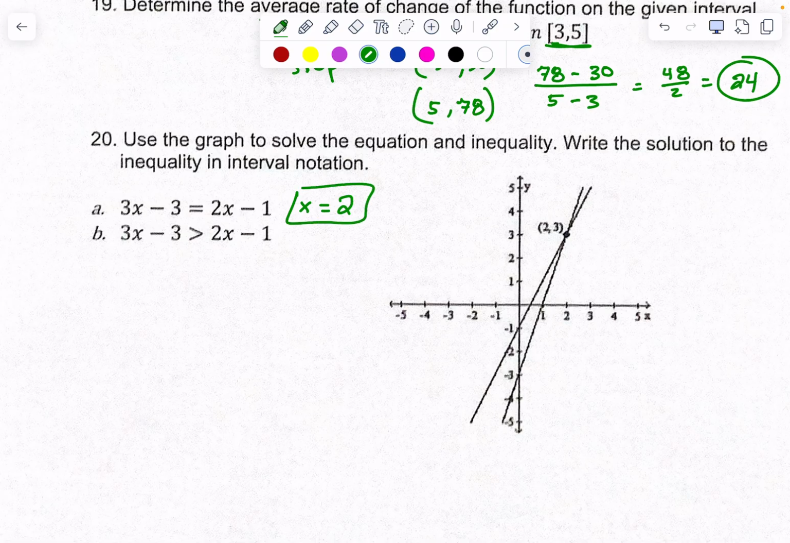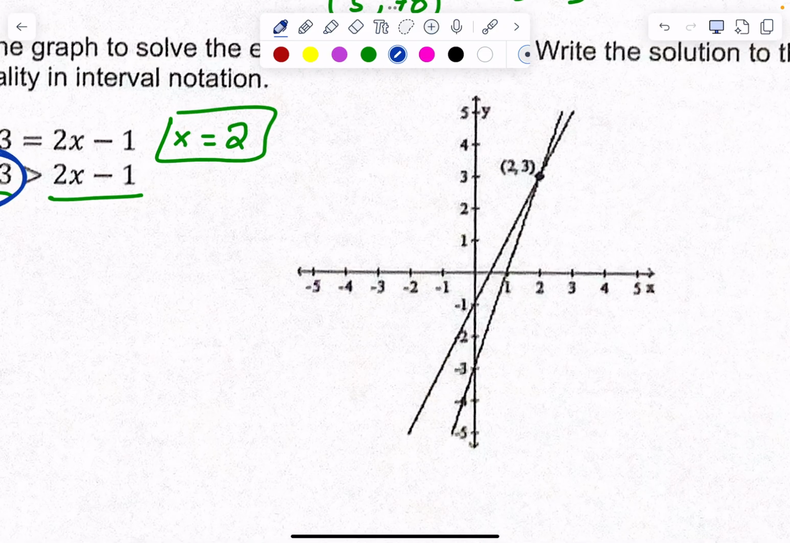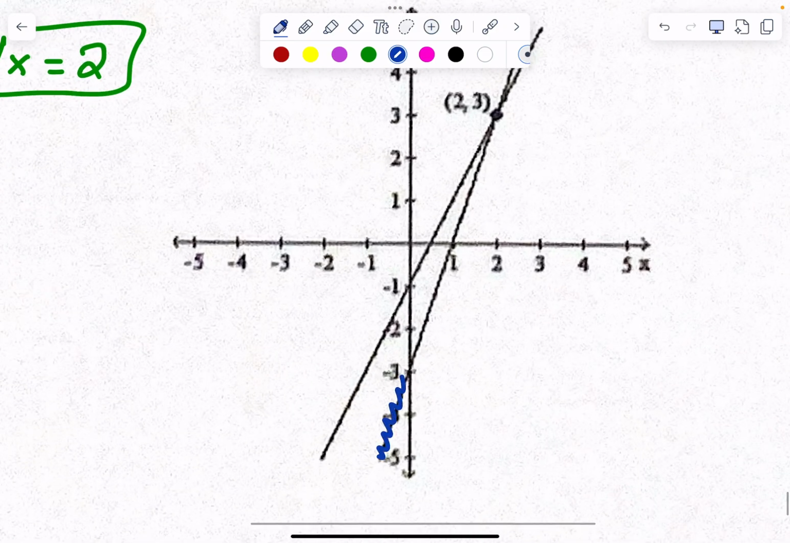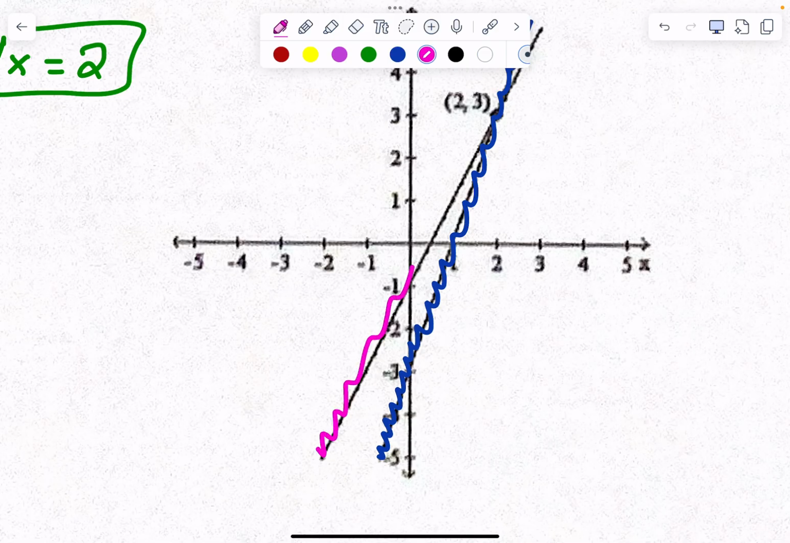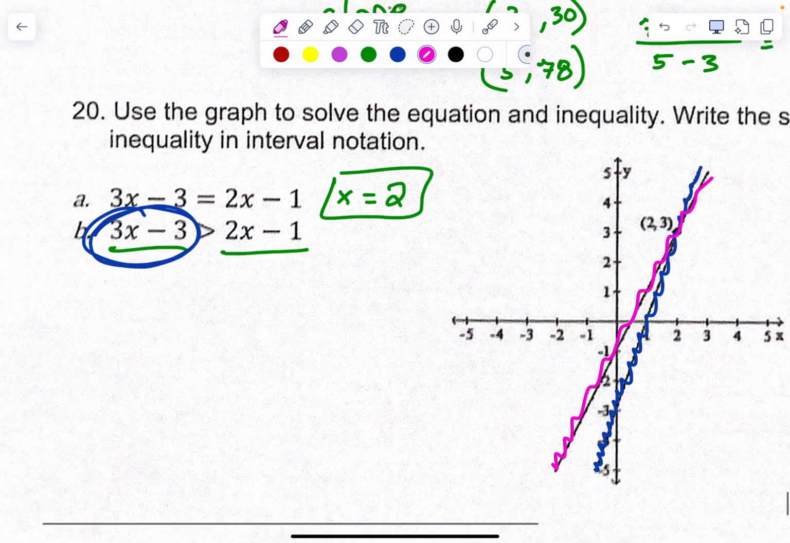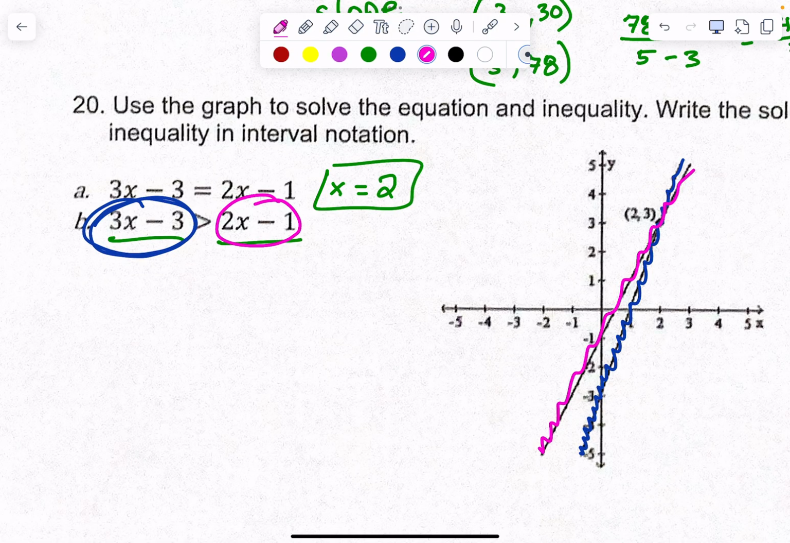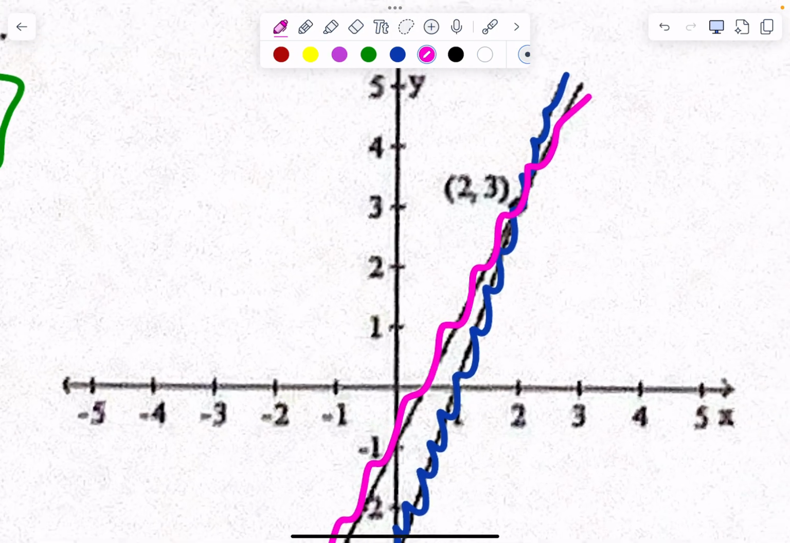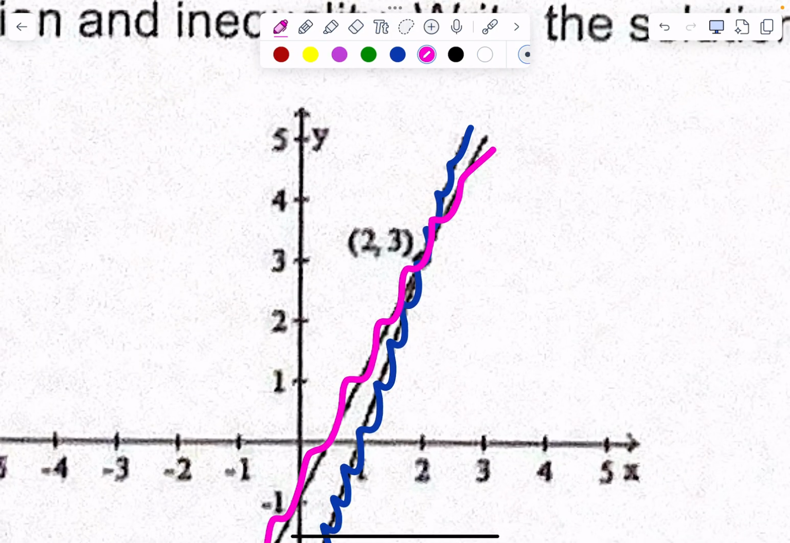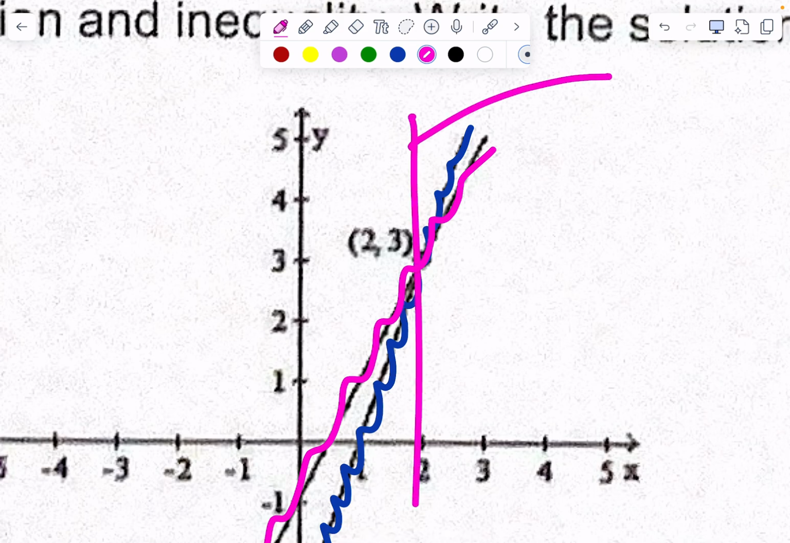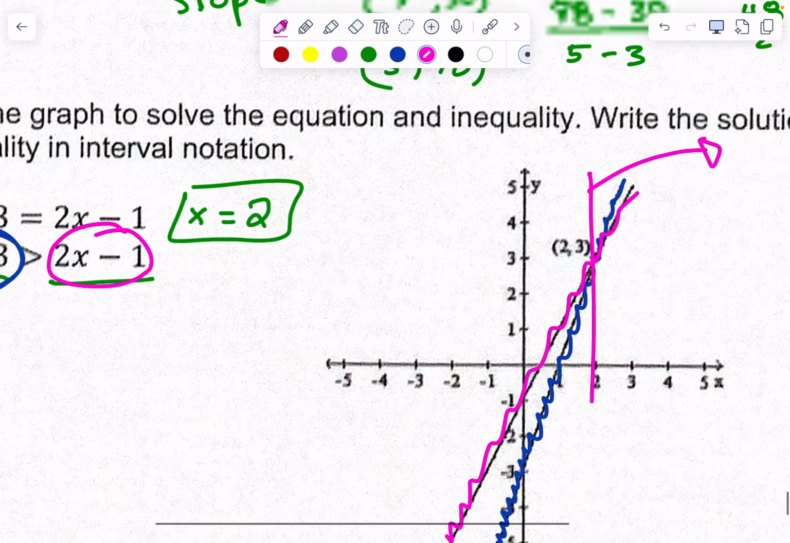Okay, now I want to know where 3x minus 3 is greater than 2x minus 1. But hold on, which one is 3x minus 3? Which line is 3x minus 3? Bottom one. This one is 3x minus 3. And 2x minus 1 is the other one. So I want to know where the blue one is greater than the pink one. Where is the blue one bigger than the pink one? X is greater than 2.